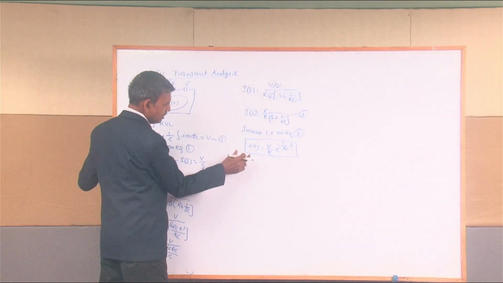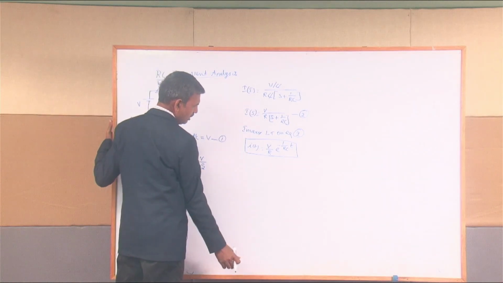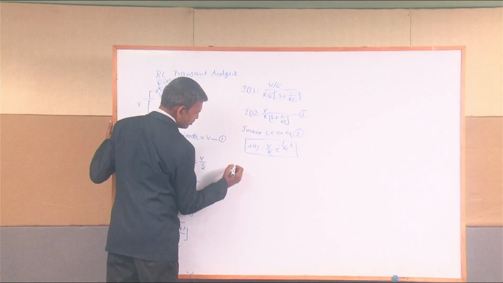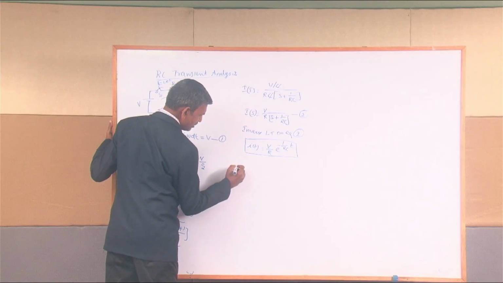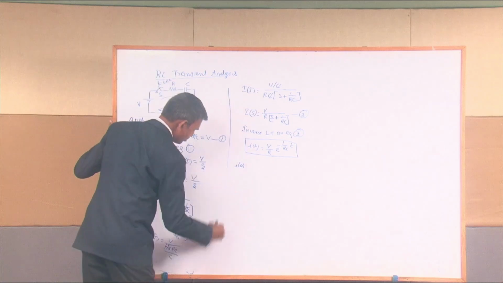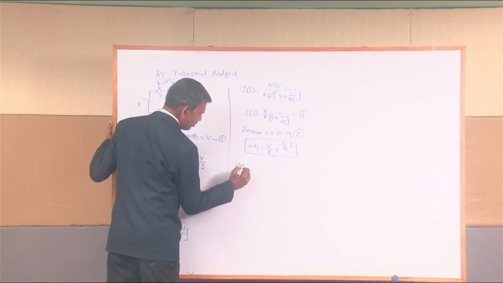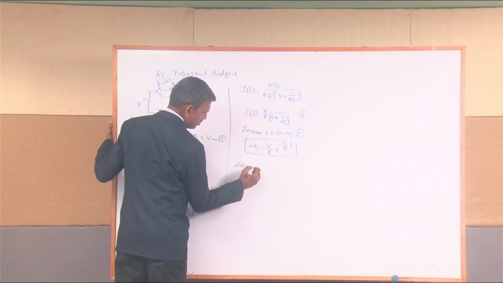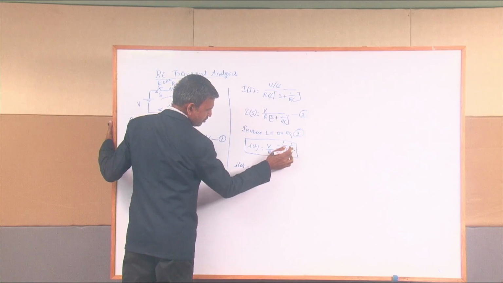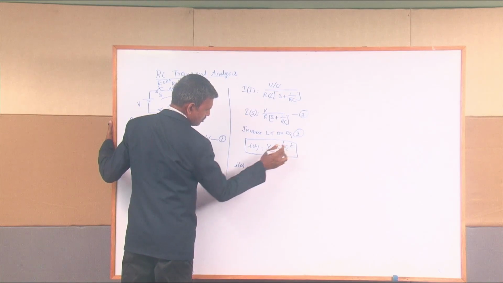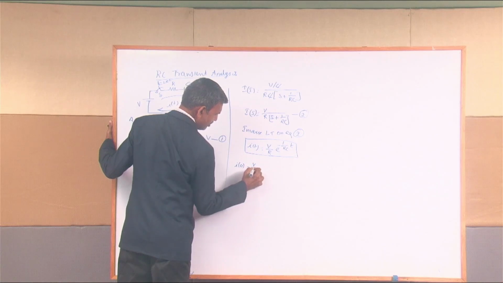Now, we can draw the transient response for the RC series circuit. First we substitute t equal to 0. So, I of 0: e to the power 0 will be 1, so we get the value V by R.